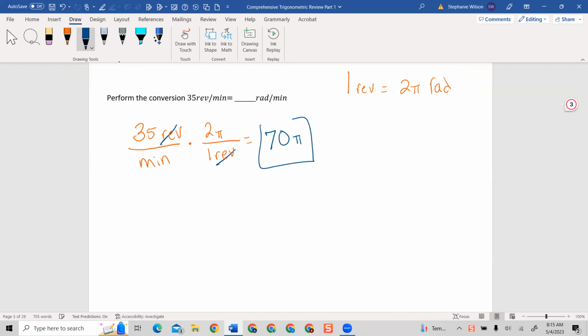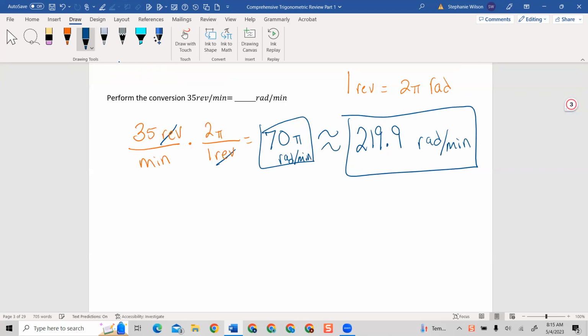70 pi. Now, again, if it asks you to put it in decimal form and round to the nearest tenths, then we can say, okay, let's see, 70 times pi. Let's round to the nearest tenths. 219.9. This is radians per minute. So it just depends on how it asks you to write your answer out. Okay, so now let's do our next one.